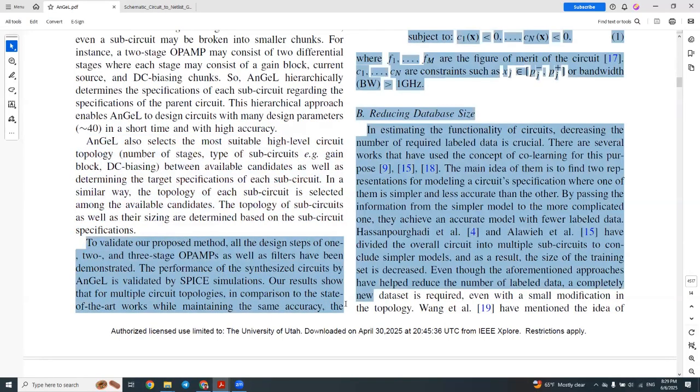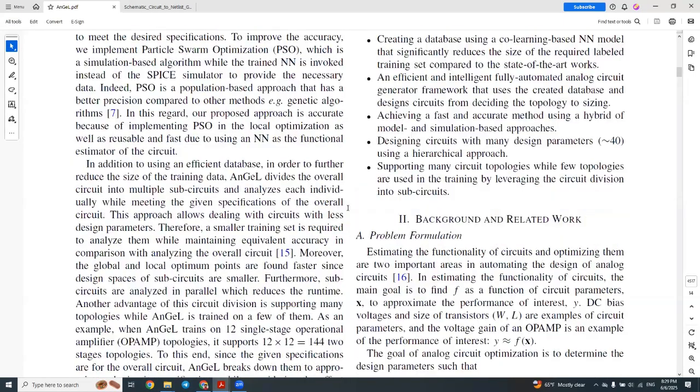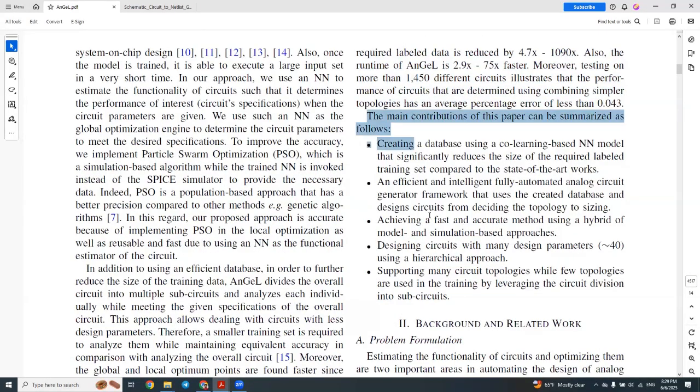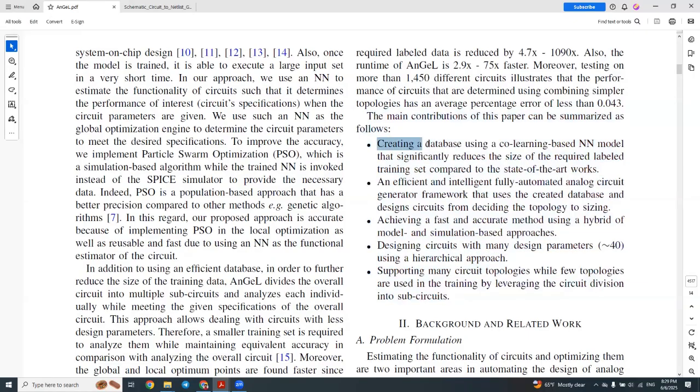And then here we have the paragraph for the results: to validate our proposed approach, this is where we did that, and this is a summary of the results. And then this is the most important part here. The main contributions of the paper can be summarized as follows. First one, creating a database using a co-learning based neural network that significantly reduces the size of the required labeled data. So here we summarize both the goal and how we are achieving that. So this is the complete summary of our main contributions.